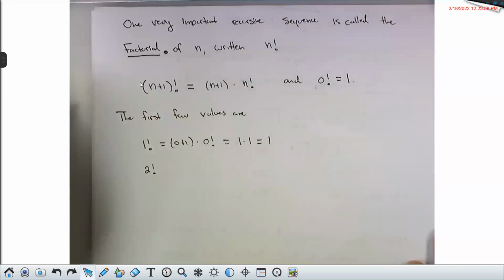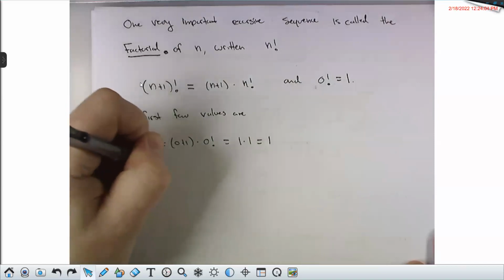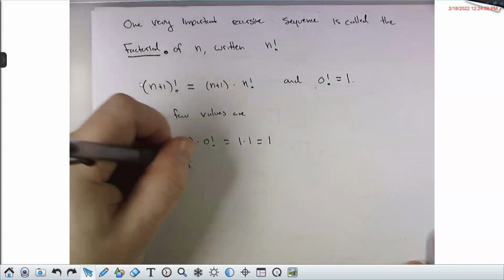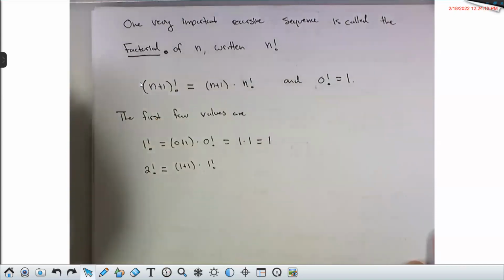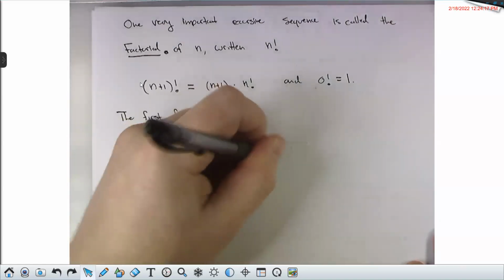2 factorial. So now I'm plugging n equals 1 in here, right? 1 plus 1, 2 factorial. 2 factorial is 1 plus 1 times 1 factorial, which is 2 times 1. And of course, that is 2.